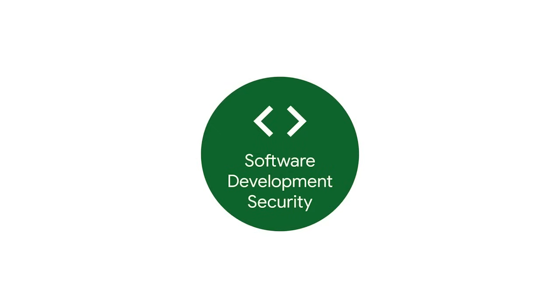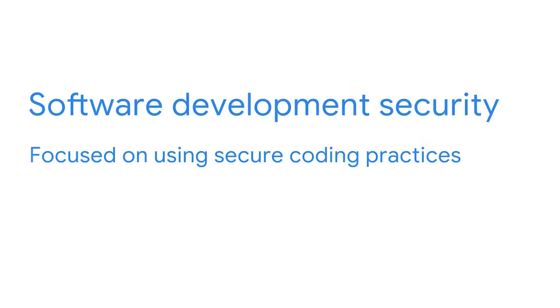The eighth and final security domain is software development security. This domain focuses on using secure coding practices. As you may remember, secure coding practices are recommended guidelines that are used to create secure applications and services. The software development lifecycle is an efficient process used by teams to quickly build software products and features. In this process, security is an additional step.